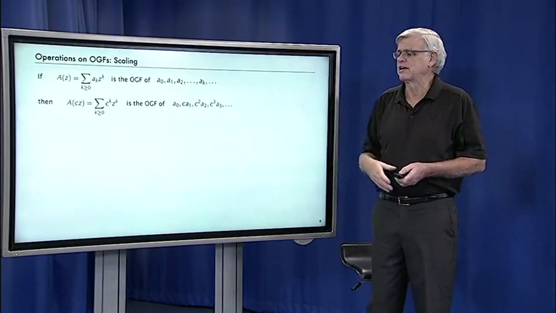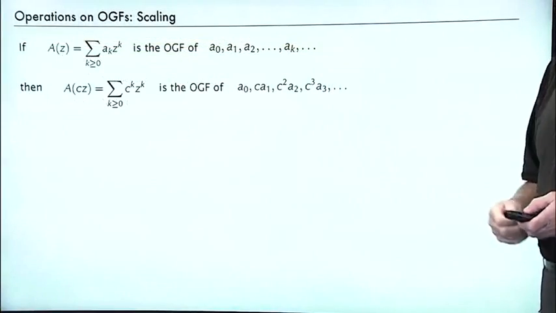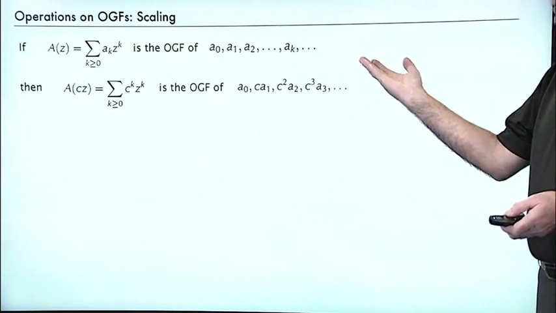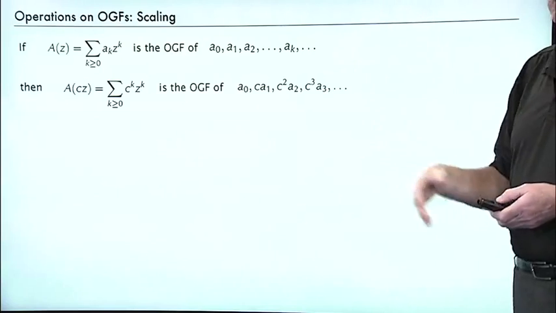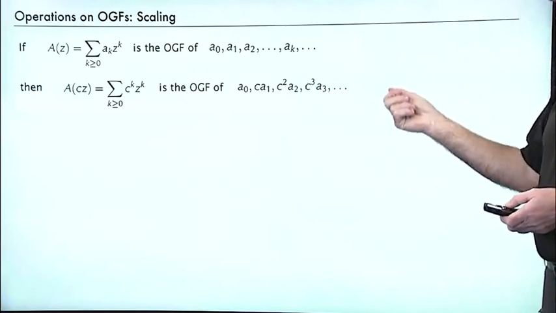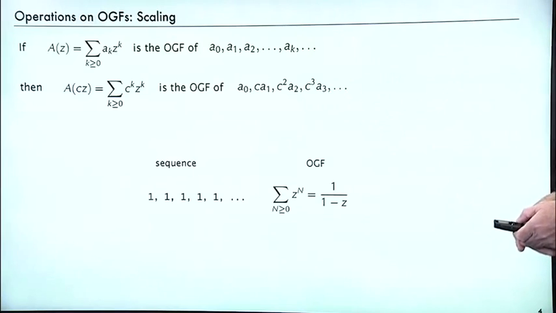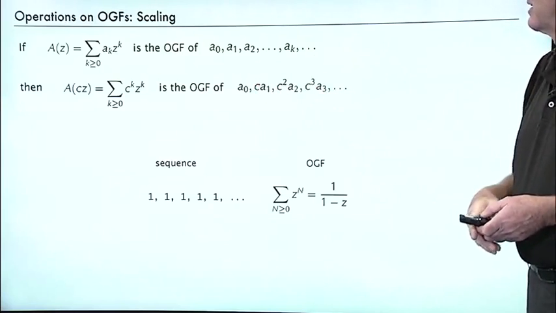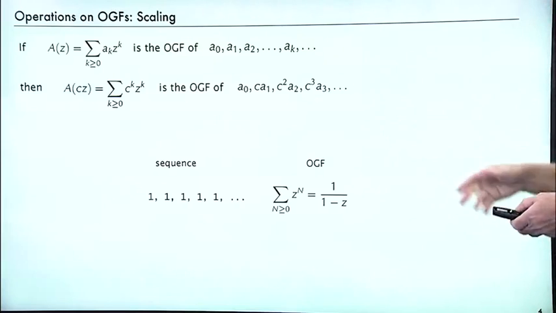And we use some relatively simple operations to get these jobs done. So for example, here's the scaling operation. If you have A(z), which is a generating function for some sequence, if you multiply the argument by a constant c, so just evaluate A(cz), then just do the math. That's the sum of c to the k, a_k, z to the k. That's the generating function of the sequence a0, c a1, c squared a2, c cubed a3, and so forth.